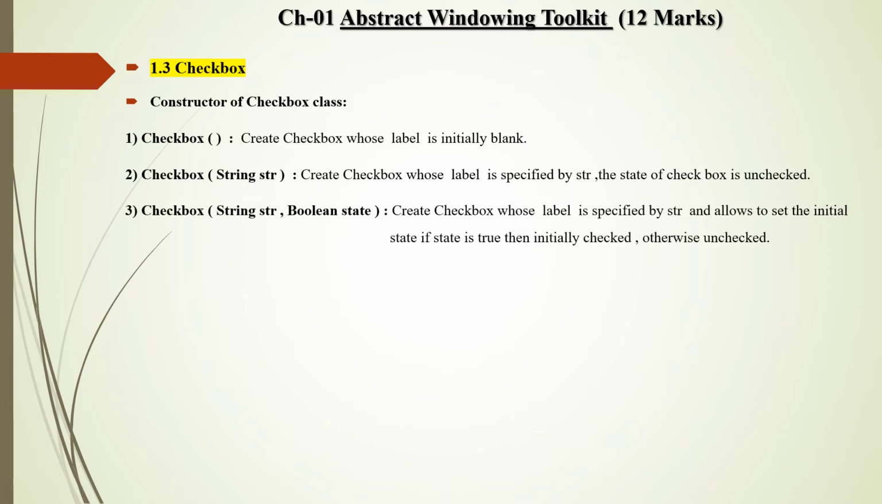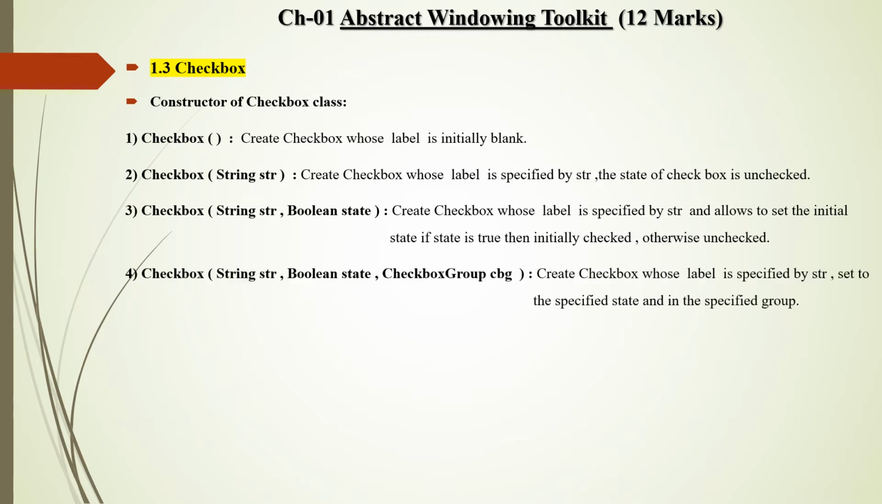Next constructor, Checkbox, has two parameters, String str and boolean state. It creates a checkbox whose label is specified by str, meaning the label of the checkbox is displayed as the string, and it allows us to set the initial state of the checkbox. If state is true, then it is initially checked, otherwise it is unchecked.